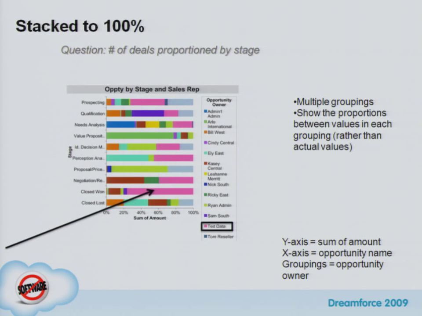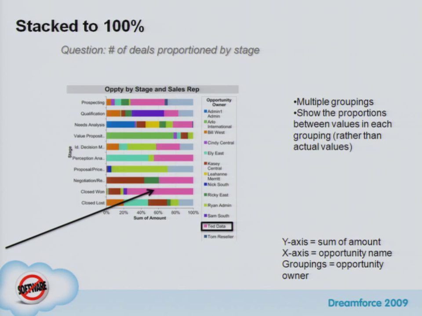So let's talk about stacked to 100%. So the question here is the number of deals proportioned by stage. The stack to 100% is good for multiple groupings where you want to show the proportions between values in each grouping rather than the actual values. So again, looking at the proportion, not the actual value.